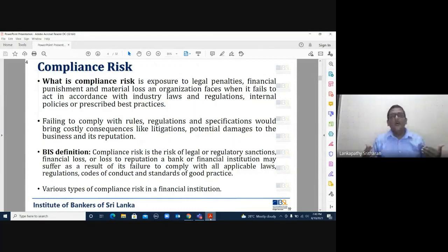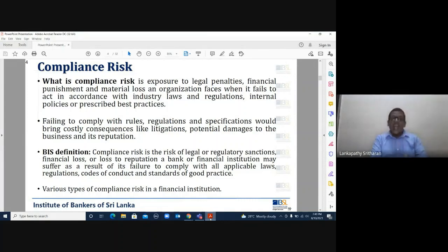Okay, that's why it says it's the legal penalties, financial punishment or material loss an organization faces when it fails to act in accordance with the laws and directions. That is called compliance risk. I think you have an understanding.